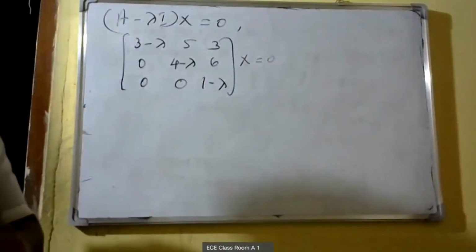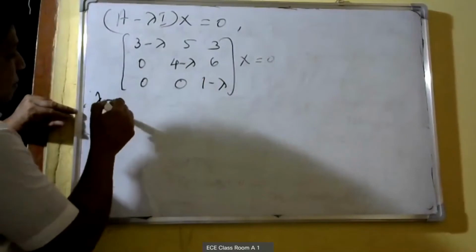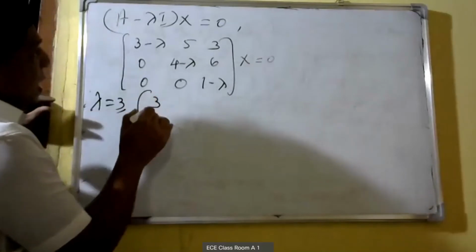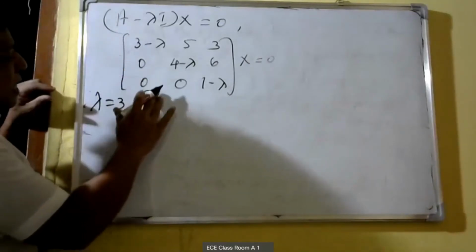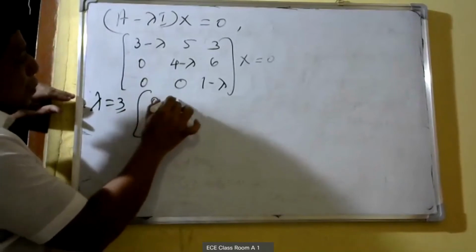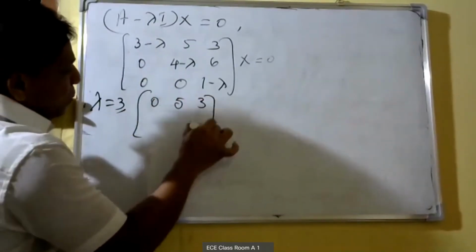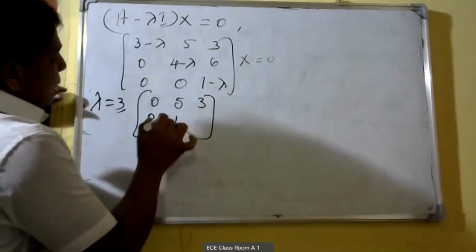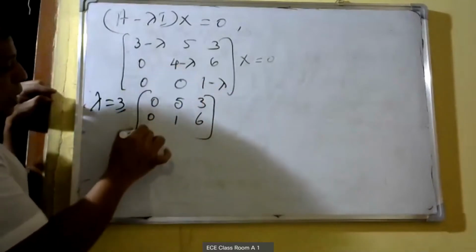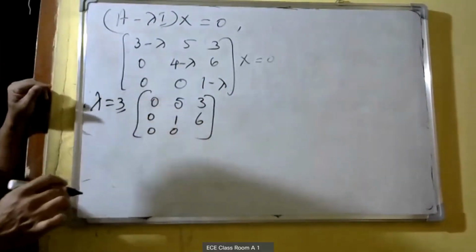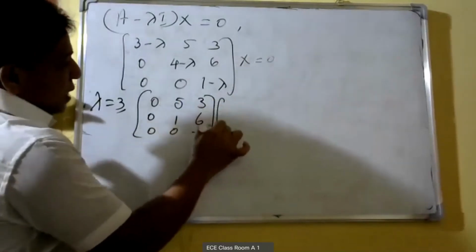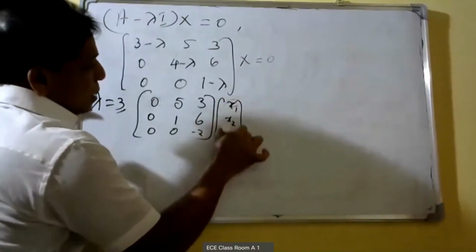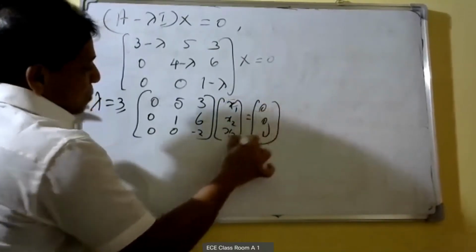Then we choose the next eigenvector, lambda is equal to 3. Then when lambda is equal to 3, the matrix will be: 3 minus 3 is equal to 0, 5, 3; then 0, 1, 6 (4 minus 3 is equal to 1); 0, 0, 1 minus 3, that is equal to minus 2; times x1, x2, x3 equal to 0, 0, 0.